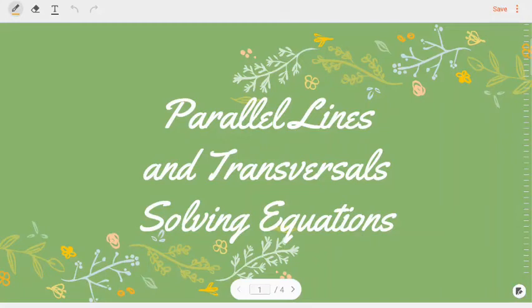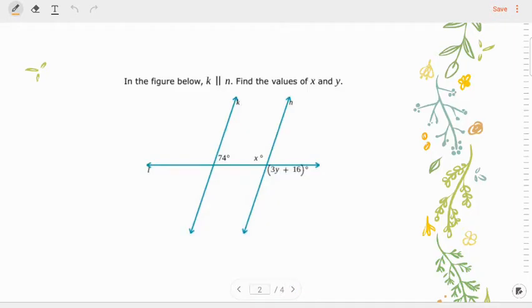In this video, we're going to talk more about parallel lines and transversals, and how, if I'm looking at that type of diagram, I can solve equations related to them. So let's go ahead and look at a couple of examples, and you'll see these same types of examples on your assignment. In our first diagram, it says below we have these lines K and N that are parallel to each other, and we want to find the values of X and Y.